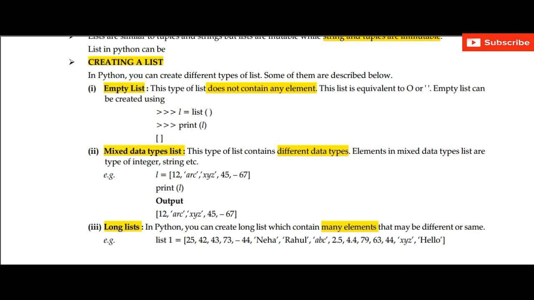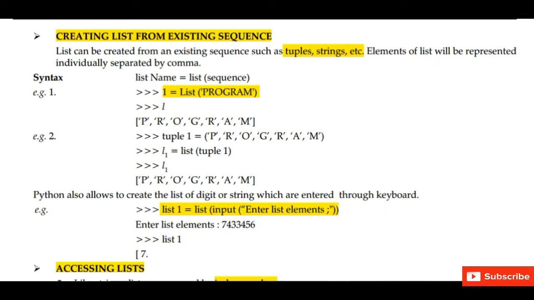Next is mixed data type list. This type of list contains different data type elements. Elements in the mixed data type list are of type integers, string, etc. So we can include integers, strings, and we can also add another list. Next is long list. In Python you can create a long list which contains many elements that may be different or same. So we can add many elements into a list. This type of list can contain many elements.